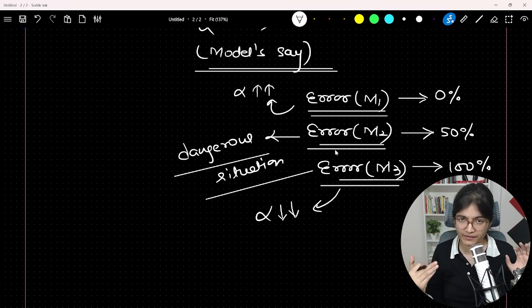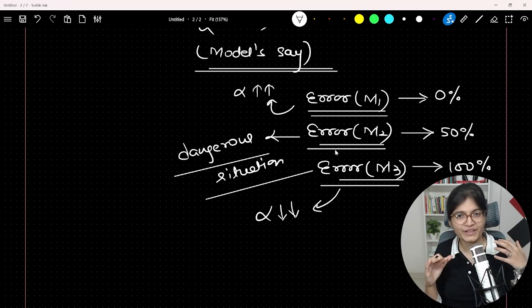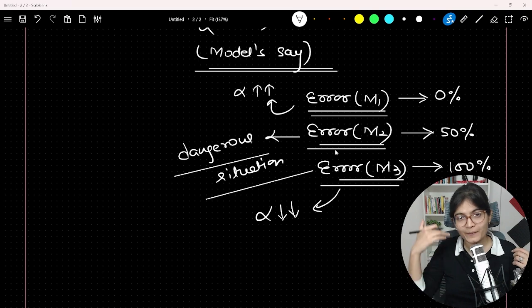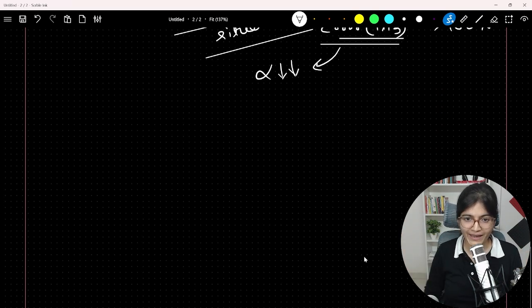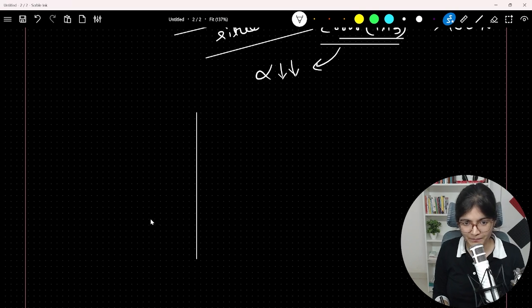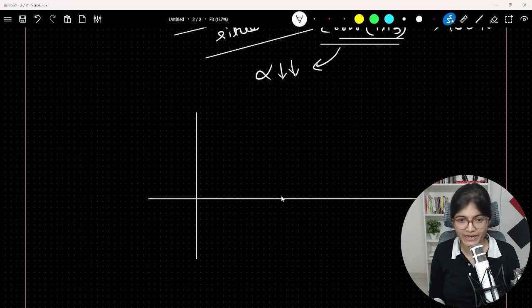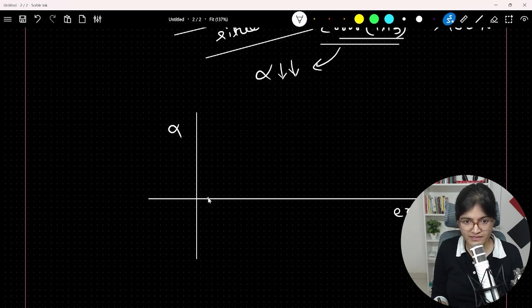At least 0 and 100 is a good idea, because somehow we will be able to get an idea of alpha with the help of the indication of error. So either the model's say will be very, very high, or it will be very, very low. Depending upon that, there is one plot usually designed between the value of alpha and the value of error. As the error is very, very low, alpha is very good.